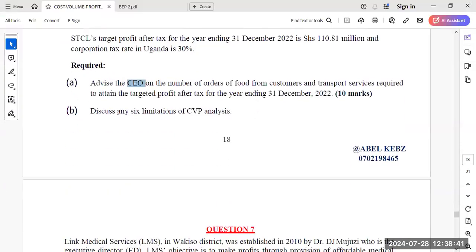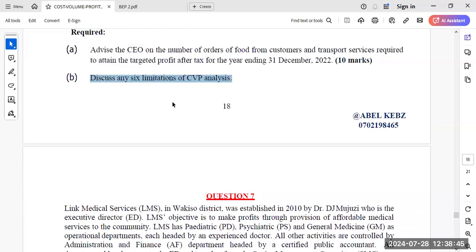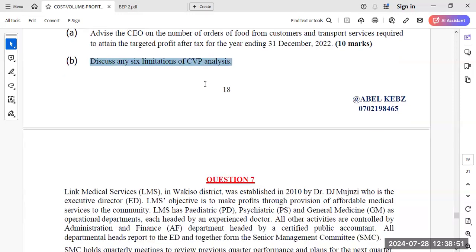You have limitations of CVP. With limitations, they just come from assumptions. You just make the opposite of the assumptions.